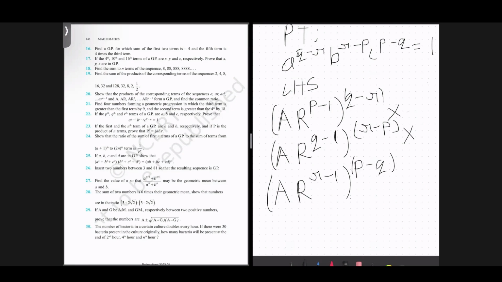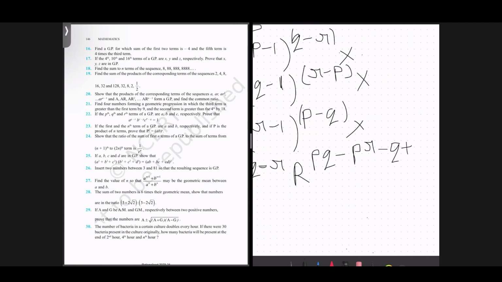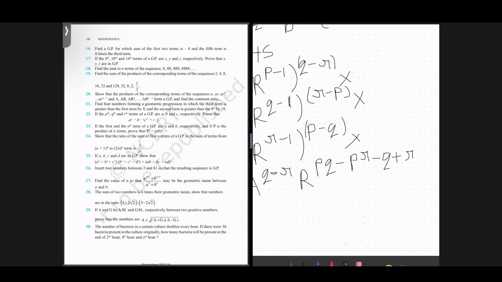So whenever you do that, the powers are going to get multiplied, right? So A's power right here is 1. 1 multiplied by Q minus R is Q minus R. So the first term is going to be A raised to the power Q minus R into R raised to the power P minus 1 into Q minus R, that is going to be PQ minus P minus Q plus R, correct?